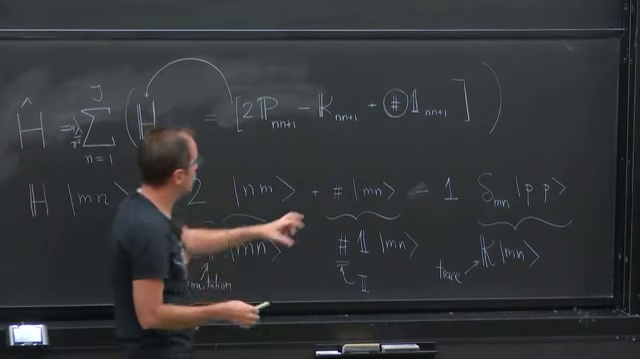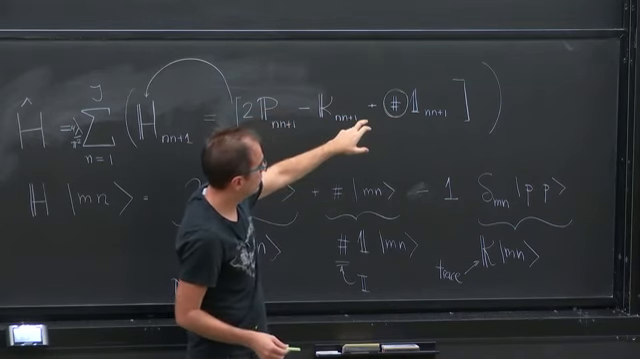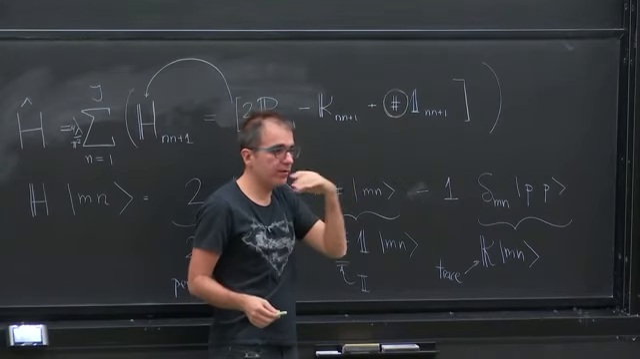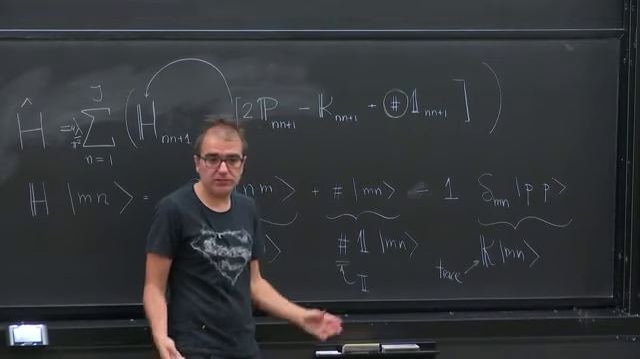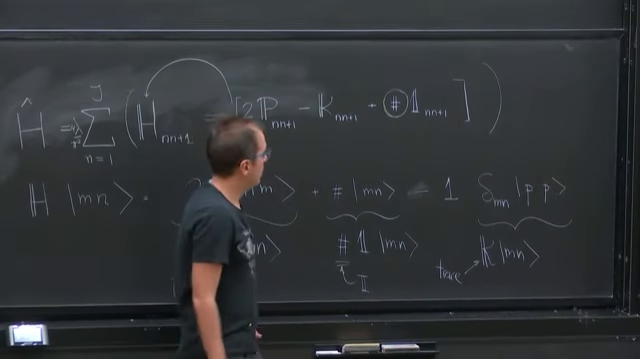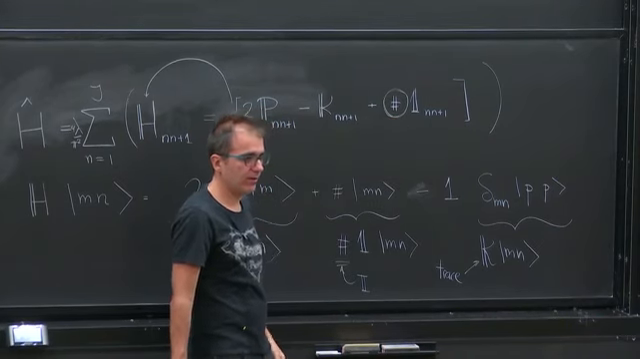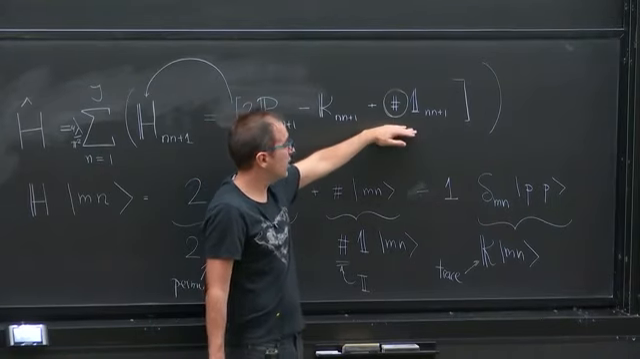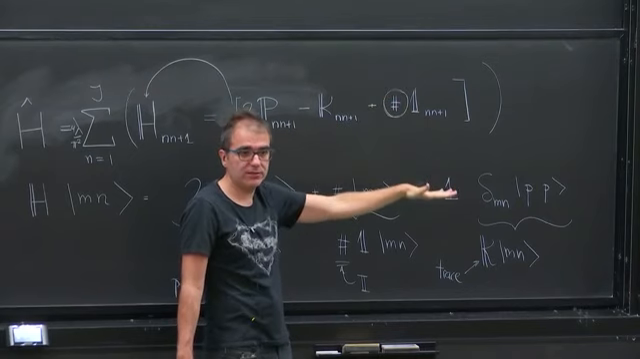What is this constant? This constant is equal to minus 1 plus whatever the other diagrams give. But that's not very convenient because we don't know what the other diagrams give. So how could we try to fix this constant by another argument? First notice that this constant is just an overall shift of all the energies because it's proportional to the identity.